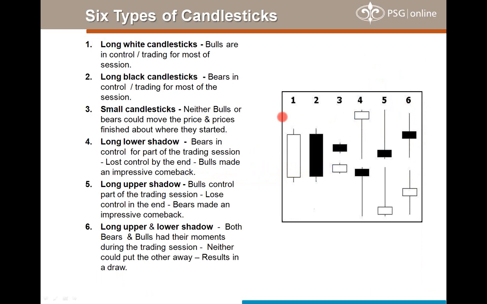Okay, so I'm going to try and simplify it again. There's 6 types of candles. You get long whites, long blacks, we've spoken before, small candles, and upper shadows.